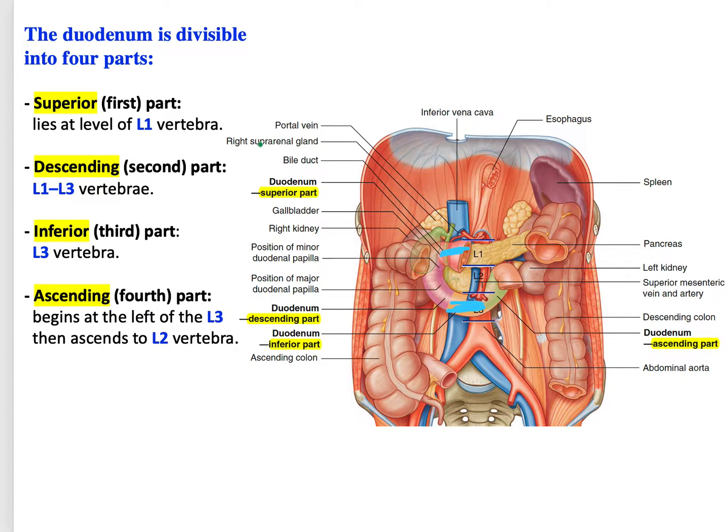Let's just change the color now. Okay, this is superior and inferior. This is the descending part, the second part, and the fourth part is the ascending part.